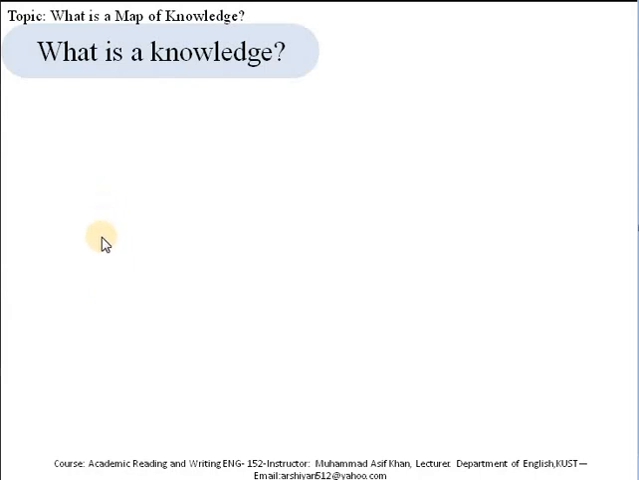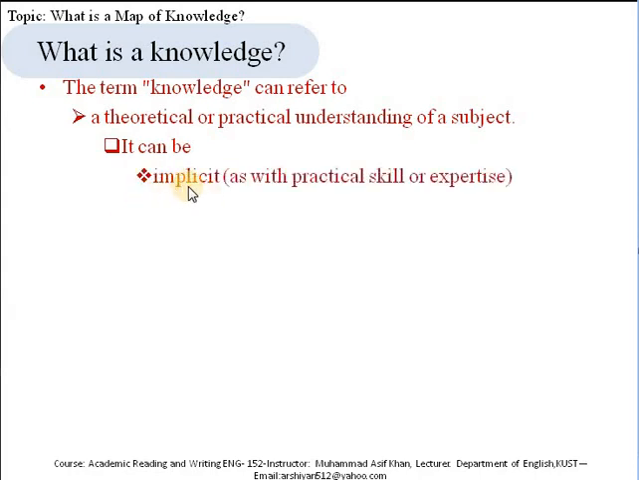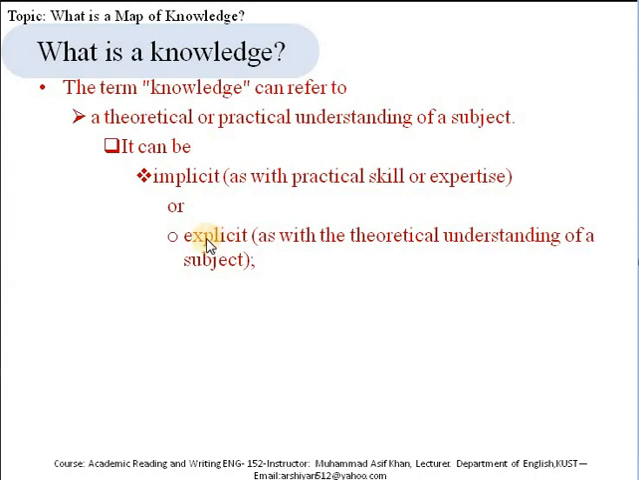Now again we move towards the term knowledge, and we see that this very term knowledge refers to the theoretical or practical understanding of any subject. These are the two aspects. Either you are getting the theoretical awareness of any subject, or the practical understanding of the subject. We can also define these two things in a way that either we are getting the implicit knowledge of a subject, or we are getting the explicit knowledge of that very subject.